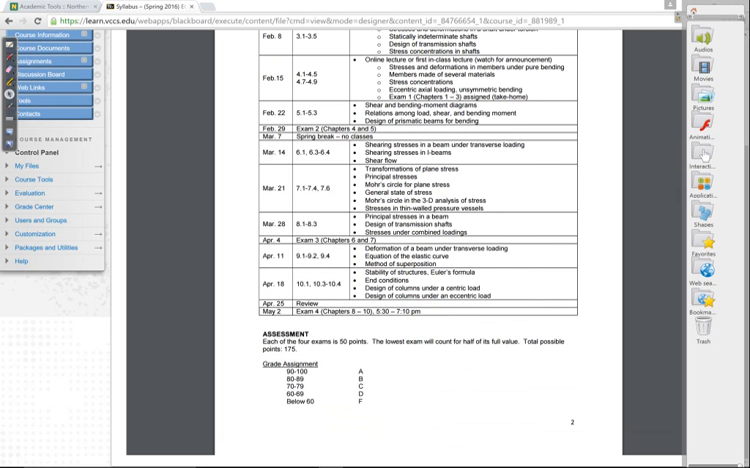Also on the syllabus is your grading. We'll get more into that once I return. I don't want to spend time on that now.